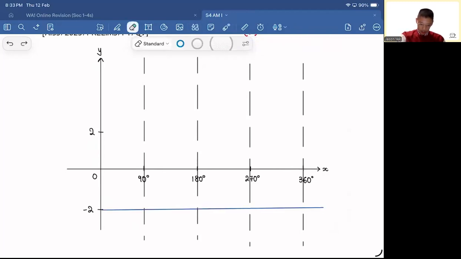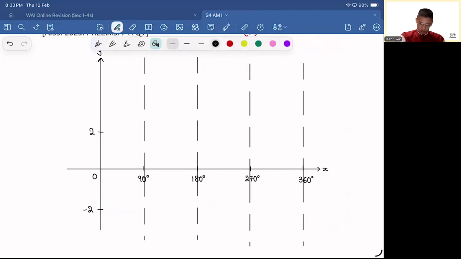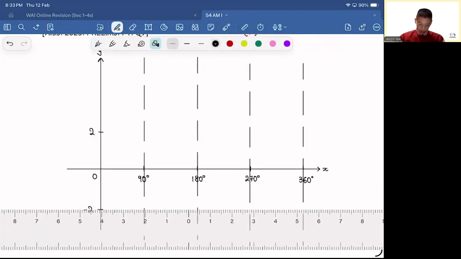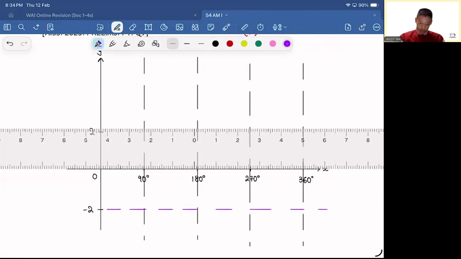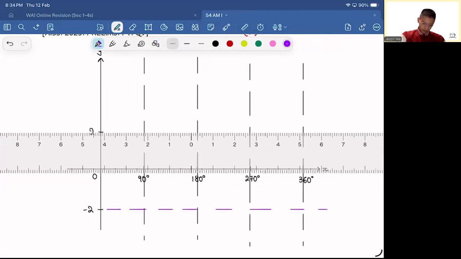Okay, sorry for that. Oh, it erases everything. Oh no. Okay. Let me draw. Let me use a ruler to draw two lines like this. Let me use purple. Two lines like this, one at the top, one at the bottom.